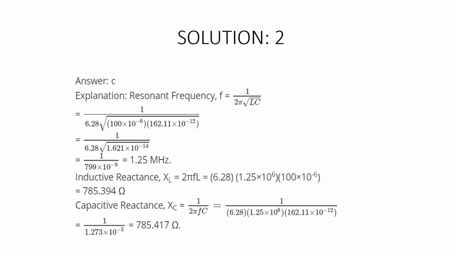By having the resonant frequency, we can find out inductive and capacitive reactance. Inductive reactance XL equals 2 pi F into L. Putting the values, we get 785.394 ohms. This is the inductive reactance. And capacitive reactance, as we know the formula, XC equals 1 upon 2 pi FC. Putting the values of F and C, we get 785.417 ohms. So inductive reactance is 785.394 ohms and capacitive reactance is 785.417 ohms. Almost both are equal.